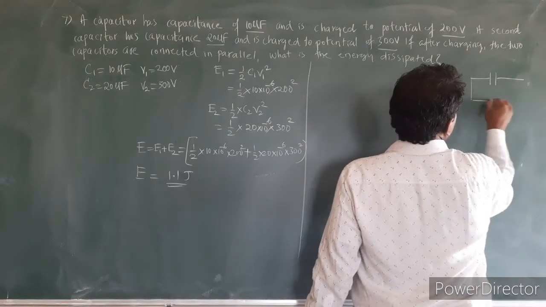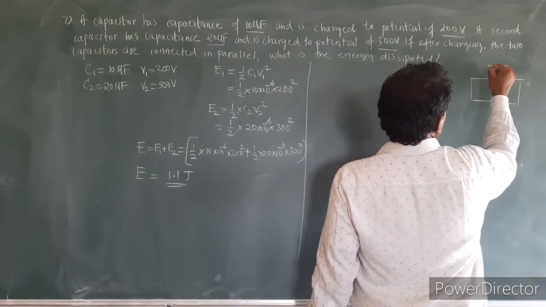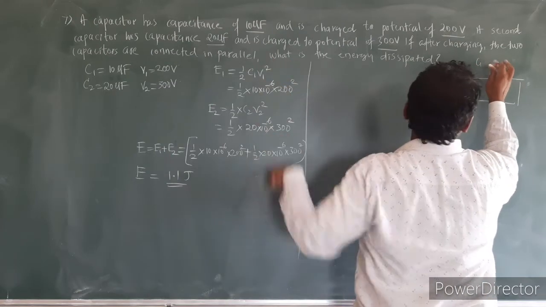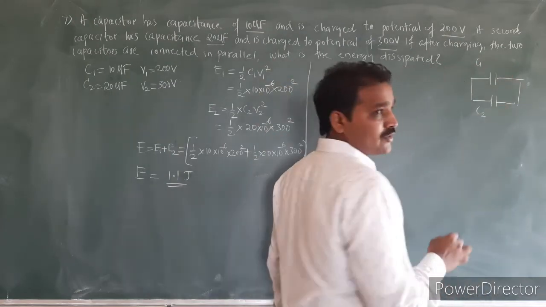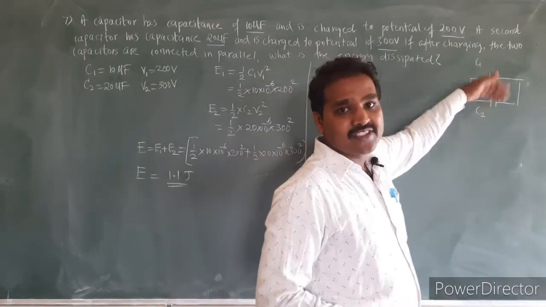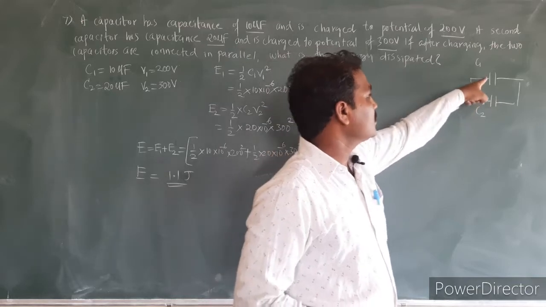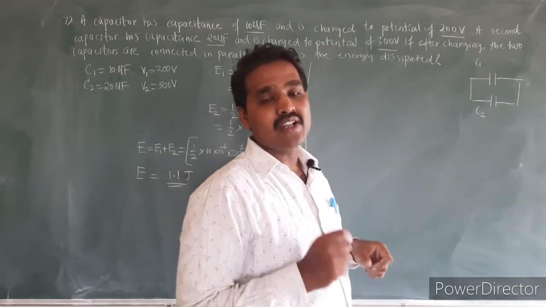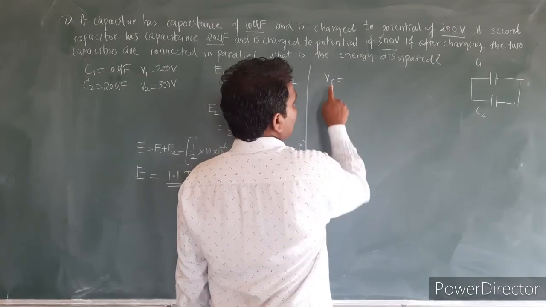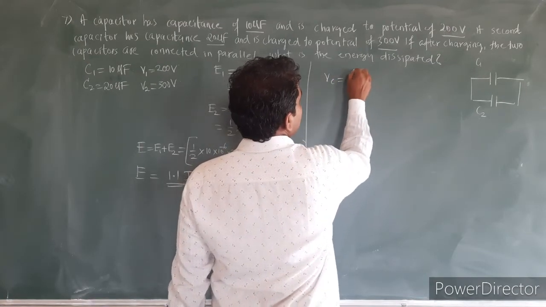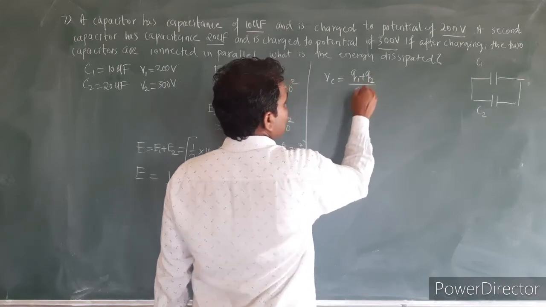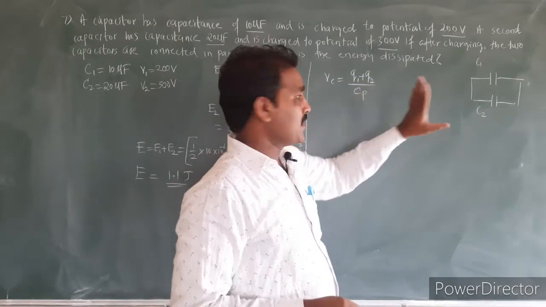After the parallel combination, this is the system of capacitors, with C1 and C2. When they are connected in parallel, there is a redistribution of the charges until both the capacitors get a common electric potential. And we know the common potential is given by VC equal to total charge divided by total capacitance of the combination.